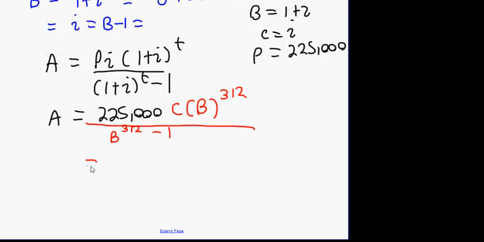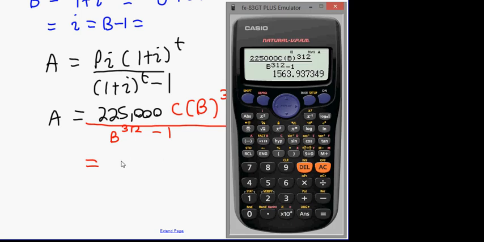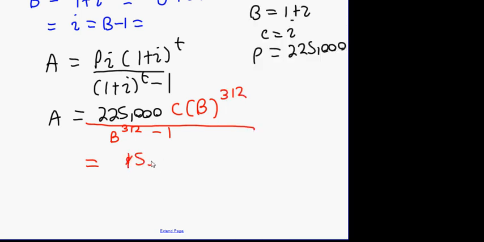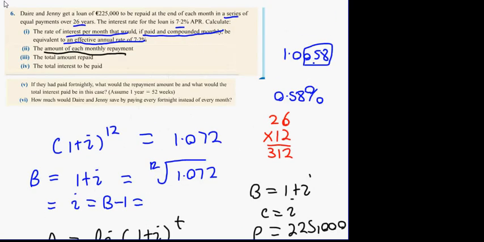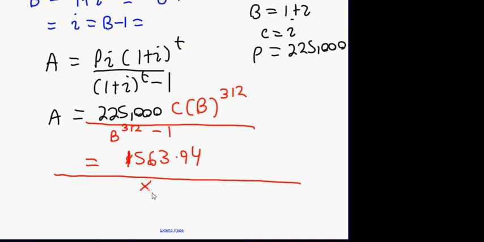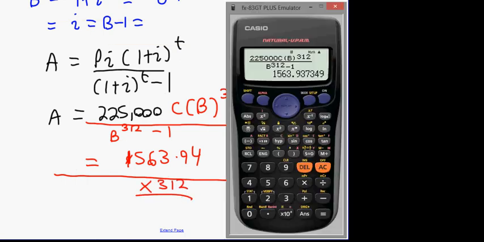Once again that's going to be 1,563.94. Sometimes you might be slightly out, but that might be to do with the accuracy of your question, how accurate your decimals are. And once I've done that, find the total amount repaid. Well, the total amount is going to be this multiplied by 312. So multiply your last answer by 312.